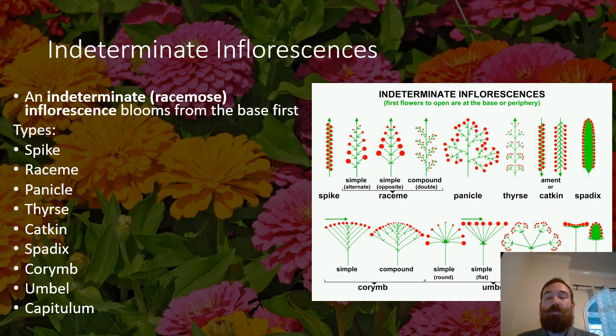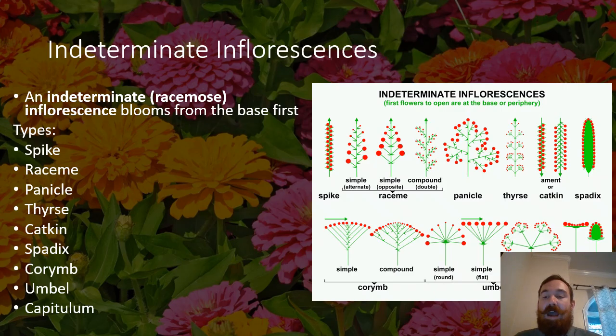Corymbs tend to branch such that all the flowers are relatively even, but you'll notice that the pedicels do not emerge all from the same point. Sometimes we have branches on branches, in which case we say that they're compound. Umbels have pedicels which all emerge from the same single point, and they tend to be either rounded or flat or compound, but they tend to be kind of umbrella shaped.